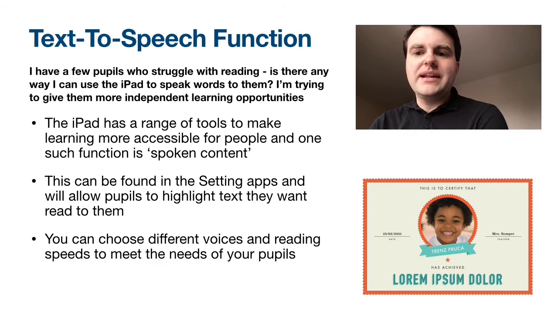So the iPad has a range of tools to make learning more accessible for people. And one of these functions is called spoken content. It can be found in the settings app, and you can use that so that pupils can highlight text on basically any app. And then it can read it aloud to them. What you can do within the settings is you can choose different voices and importantly the reading speed, so that you can meet the needs of your pupils in that. So what I'm going to do just now is show you how to find these functions within the settings app, and then I'll give you a few examples of where this can be used.